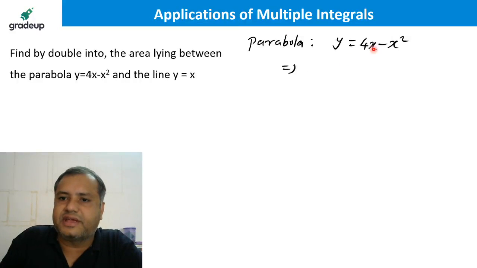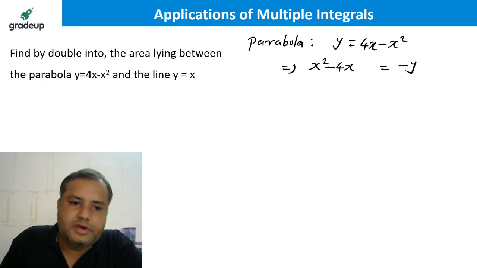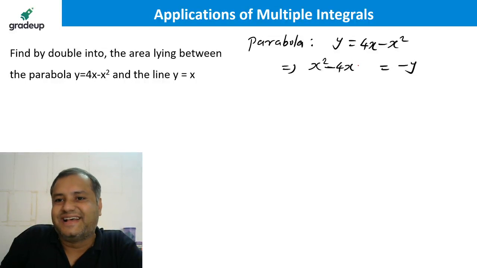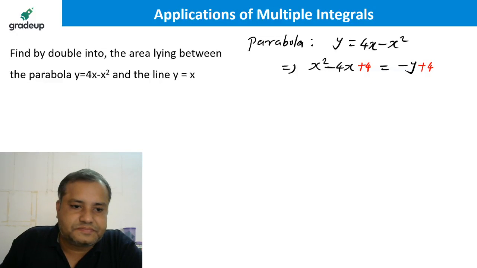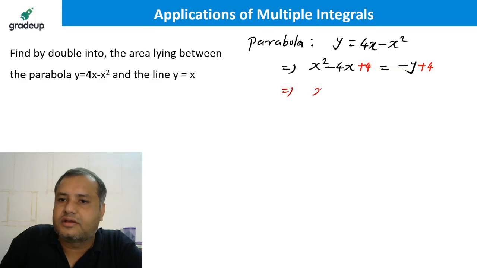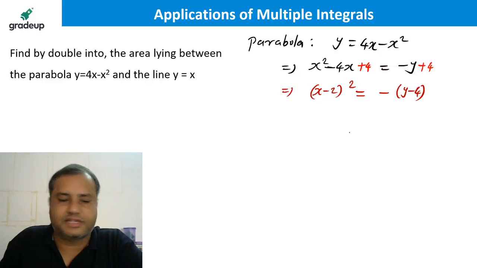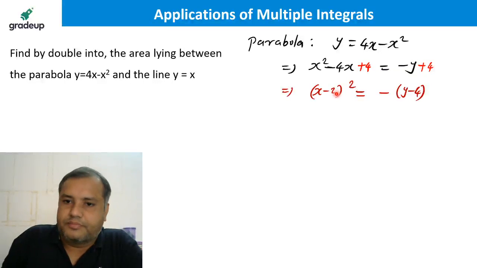Now see here, I am bringing these two terms to the left hand side and taking y to the other side. Now using red ink, add 4 on both sides. So now what are you getting? x minus 2 whole square equals minus, taking common on the right hand side, y minus 4. Please concentrate here.